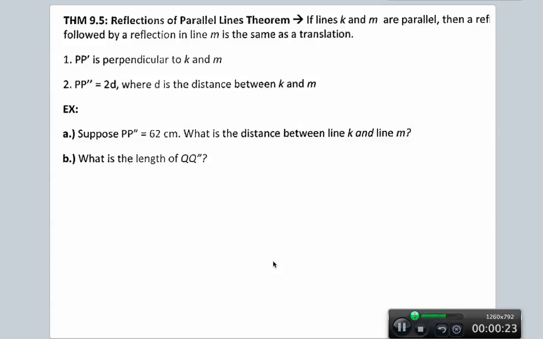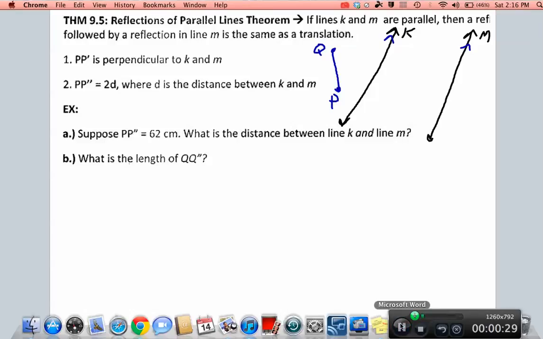Alright, so I'm going to throw a diagram up here. You should probably maybe pause the video and copy it down. Let's say I start with line QP here on the left, and K and M are parallel to each other. Right, so they're exactly parallel. And the first thing I do is I'm going to take QP and reflect it over K. And then, after that reflection, I'm going to reflect it over M and see where everything ends up. Okay? So that's my plan here.